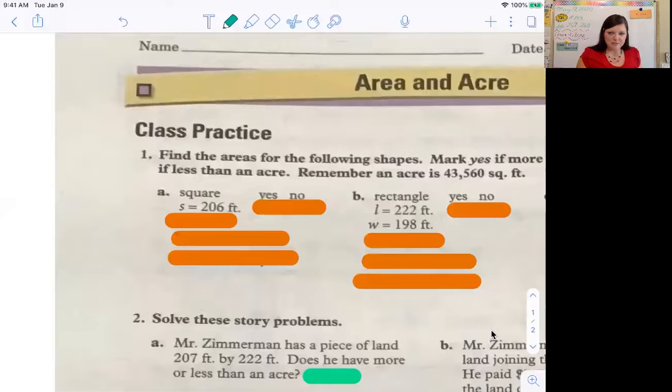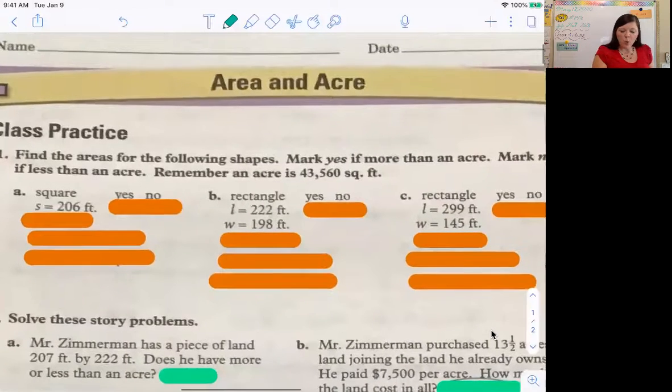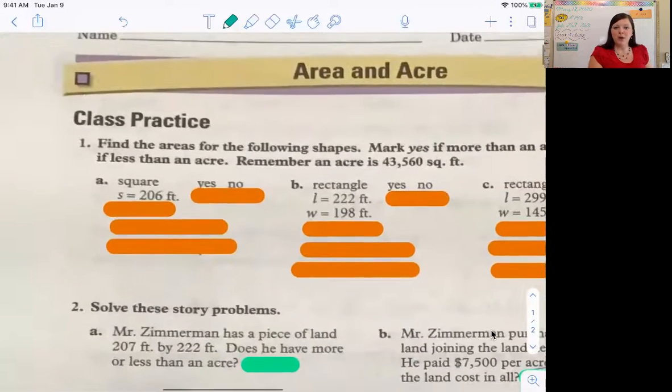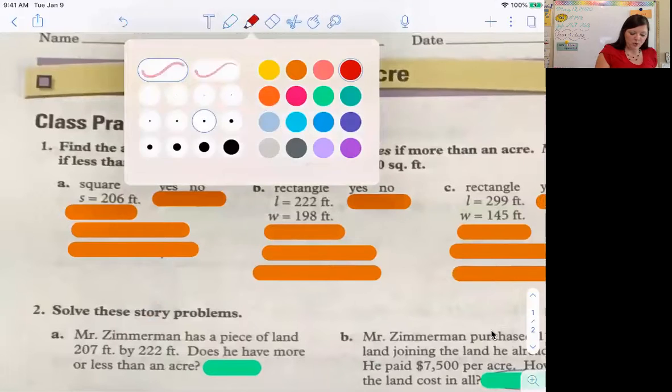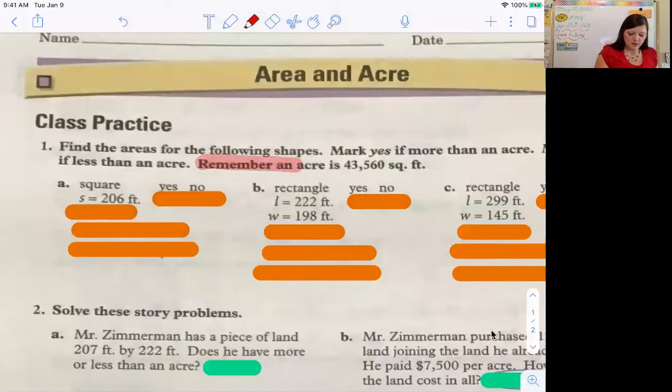Class practice. Find the area for the following shapes. Mark yes if more than an acre. Mark no if less than an acre. Remember, an acre is 43,560 square feet. That is really important, okay? We're comparing it with that number, 43,560 square feet. If it's more than that, we're marking yes. If it's less than that number, let's mark no.